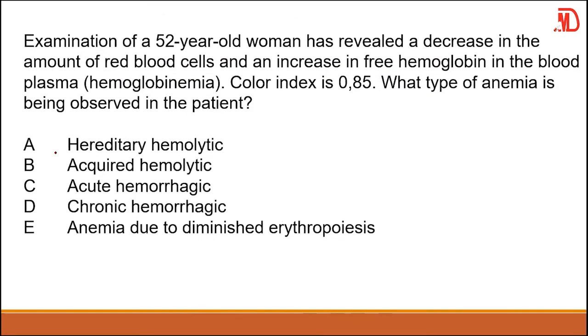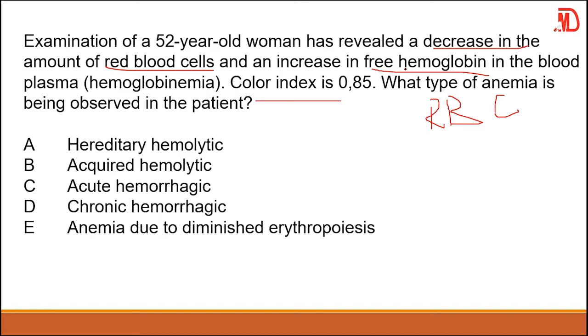Examination of a 52-year-old woman revealed a decrease in the amount of red blood cells and an increase in free hemoglobin in the blood. Color index is 0.85. What type of anemia has developed? First of all, there is a decreased amount of RBCs. And now there is free hemoglobin. At what condition can we have free hemoglobin?